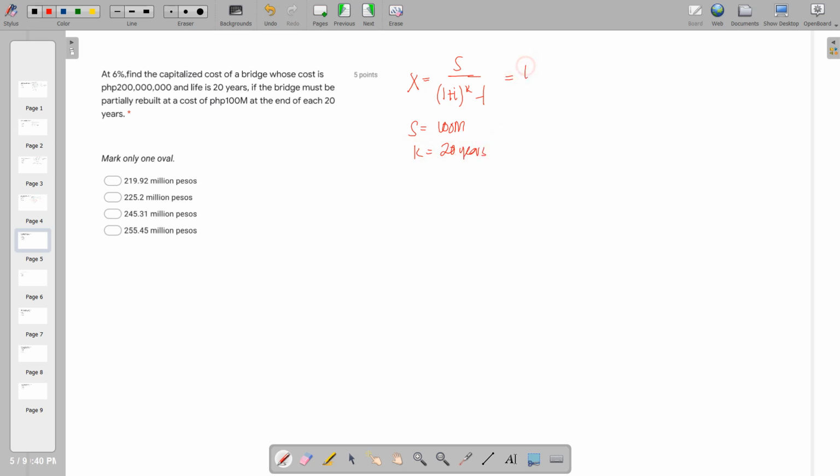So substitute mo lang yan, 100M all over 1.06 raised to 20 minus 1. Okay, and then for the capitalized cost, of course, i-add mo lang naman yung 200 million na first cost mo, tapos i-add mo to. You just add this term, and that's it. Just compute for the capitalized cost is equal to 245.31 million. So ito yun. So this will be the answer for that problem.